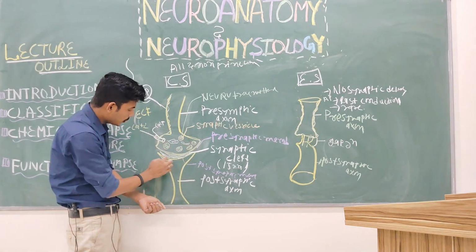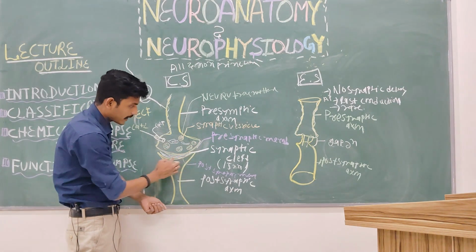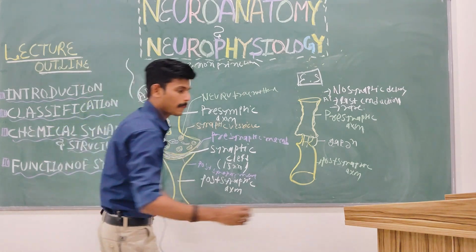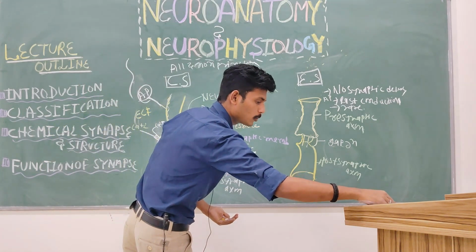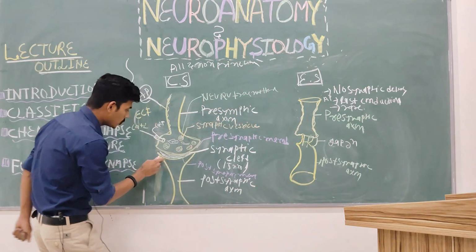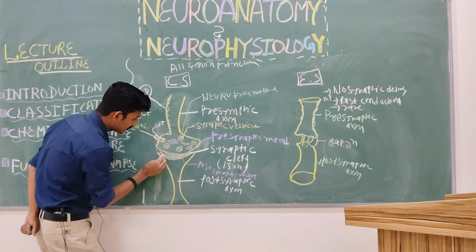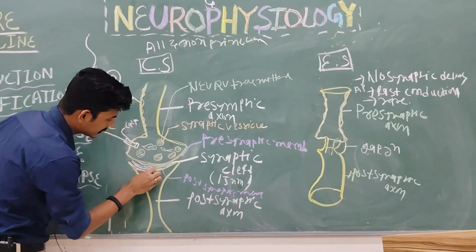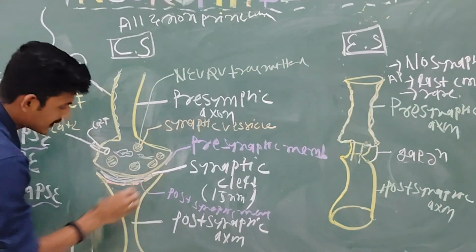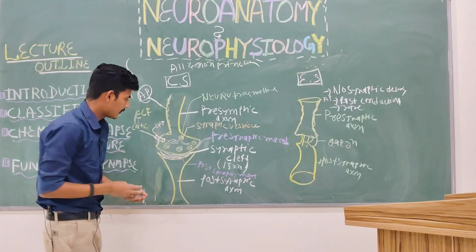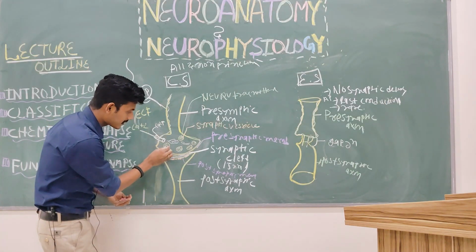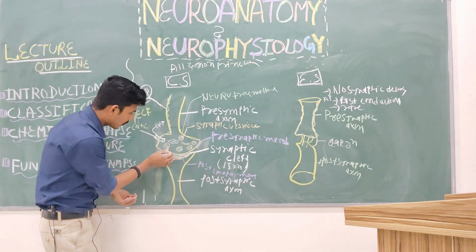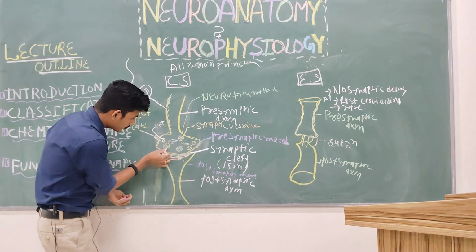then they come into this environment. Where? In the synaptic cleft. And in the postsynaptic membrane, there is a presence of receptors. Receptors for what? Receptors for receiving this neurotransmitter. It comes into this space. Now I am just showing one or two.